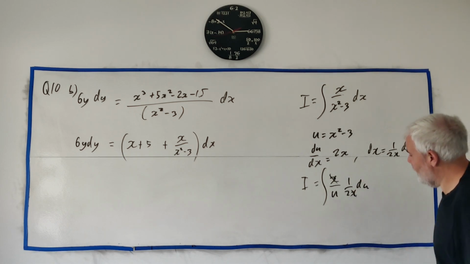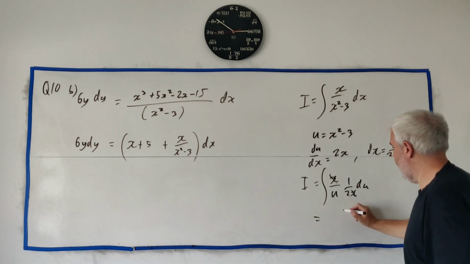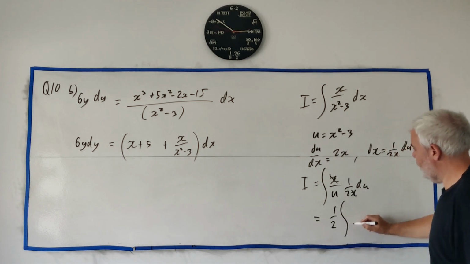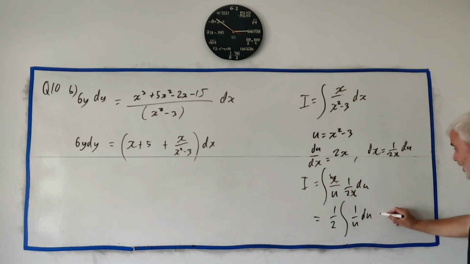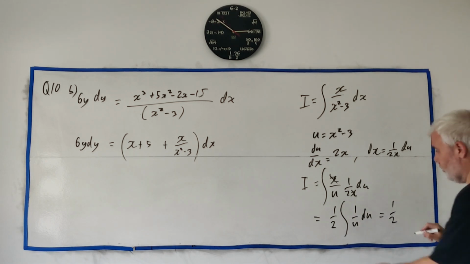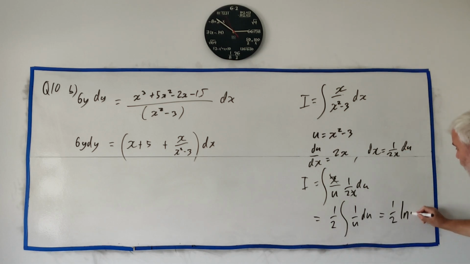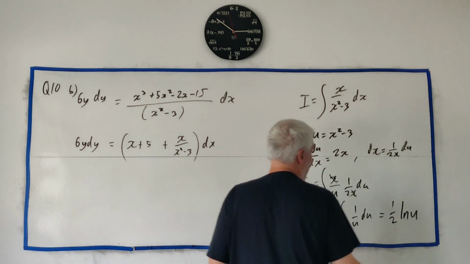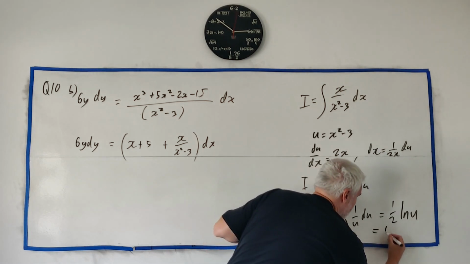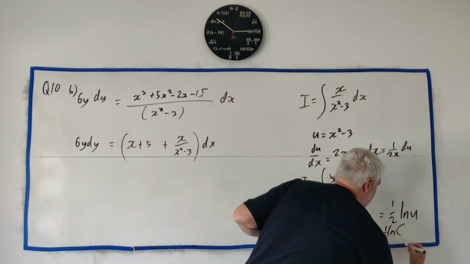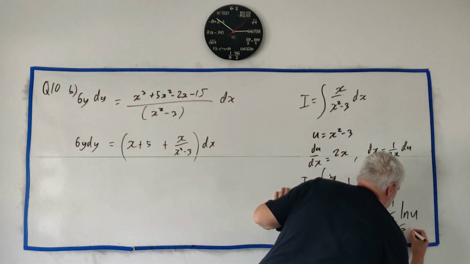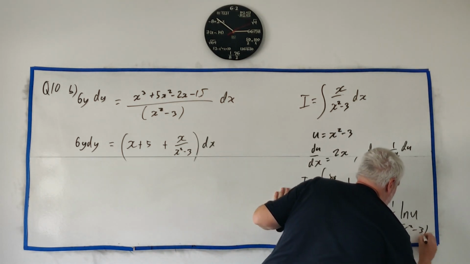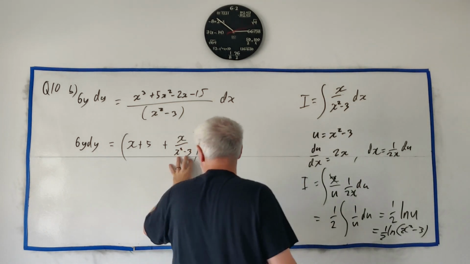This x cancels with that, and we're just left with the 1 over 2 can come out, the integral of 1 over u du. That is doable. That's actually just the 1 over 2 left alone, natural log of u. Let me do one more line. 1 over 2 natural log of, instead of u, we're putting in x squared minus 3. So we can integrate that.